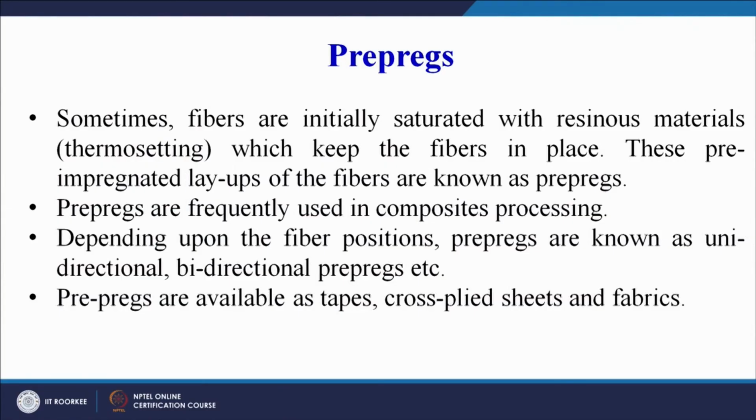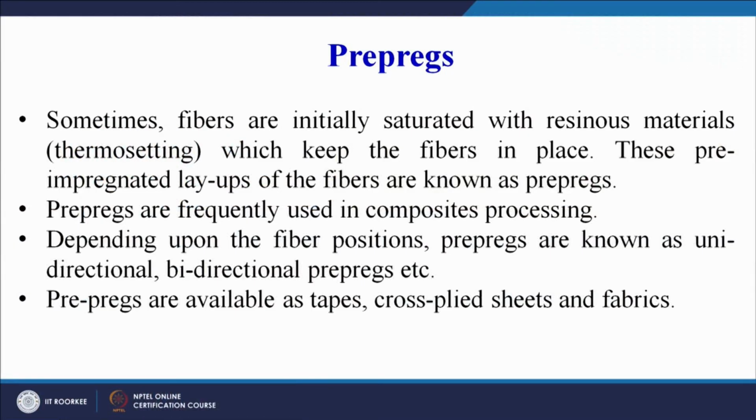Prepregs can have both unidirectional and bidirectional fibers. Prepregs are available as tapes, cross-plied sheets and fabrics. So the forms of prepregs available are tapes, cross-plied sheets and fabrics. Sometimes fibers are initially saturated with resinous materials which keep the fibers in place. These pre-impregnated layers of fiber are called prepreg. This is just a definition that we are trying to understand once again.